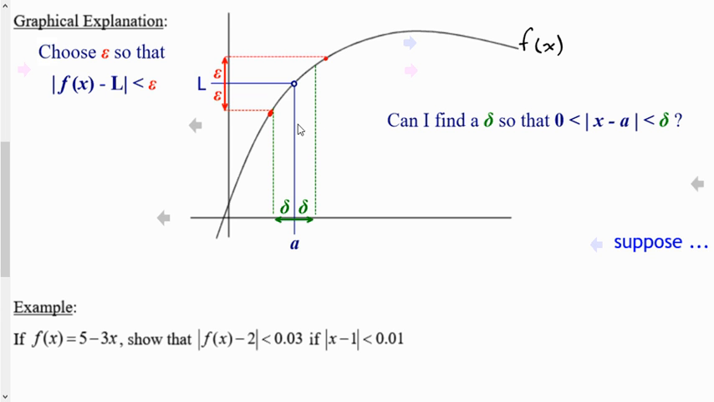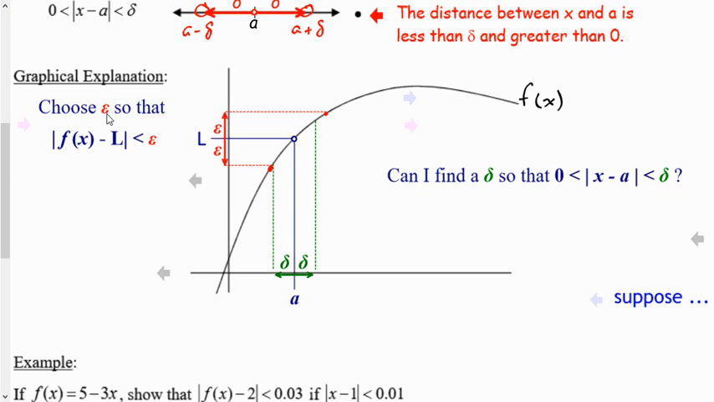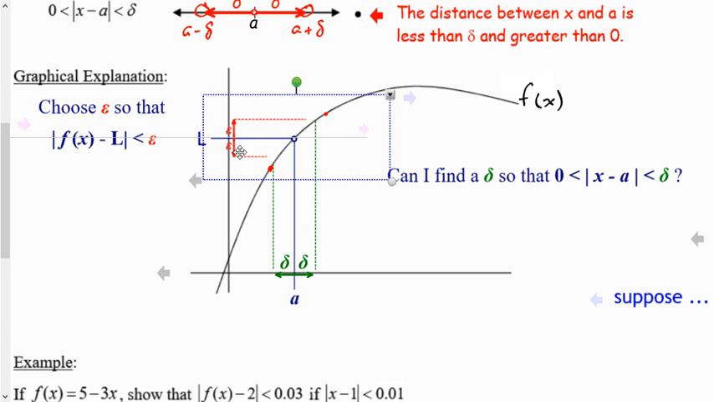But it's not quite that simple. Because in that definition, we had this initial statement for any epsilon greater than 0. In other words, I want this to be a tiny value that's getting closer and closer to 0. So suppose I pick a smaller value for epsilon. I'll shrink this down. There's my epsilon, and I'm going epsilon units above the limit and epsilon units below the limit. Now I look at my deltas. Oh, they don't fit inside. Can I find a delta that would make these two green lines fit inside those red lines?